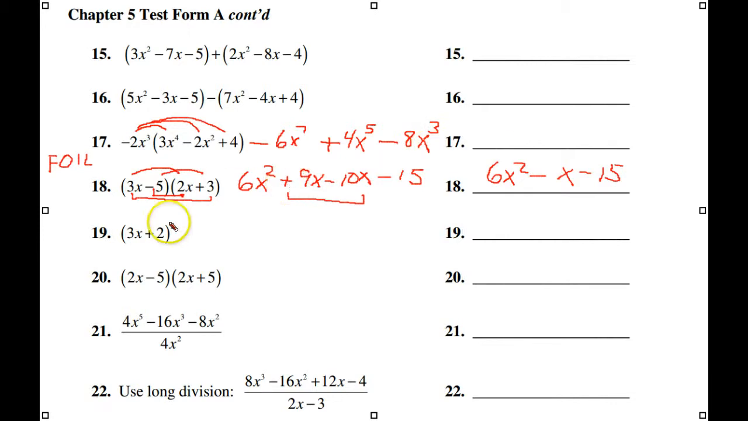For number 9, hopefully you have mastered this special product multiplication in which you are squaring a binomial. We square the first term.